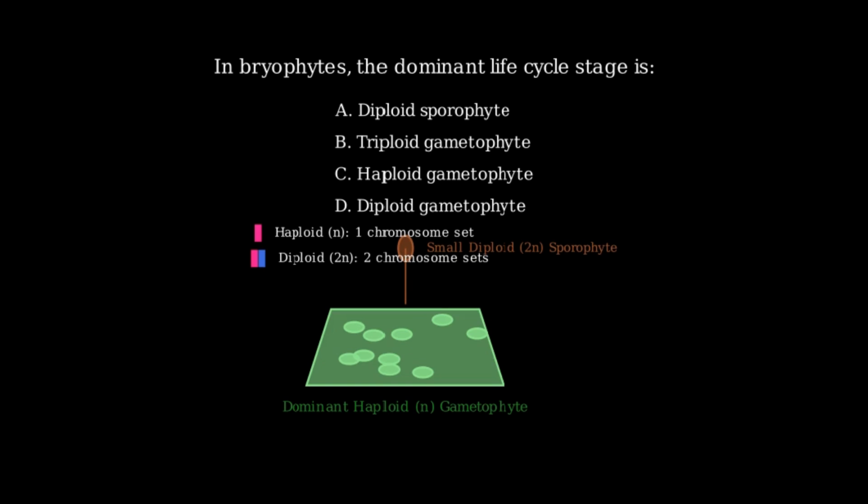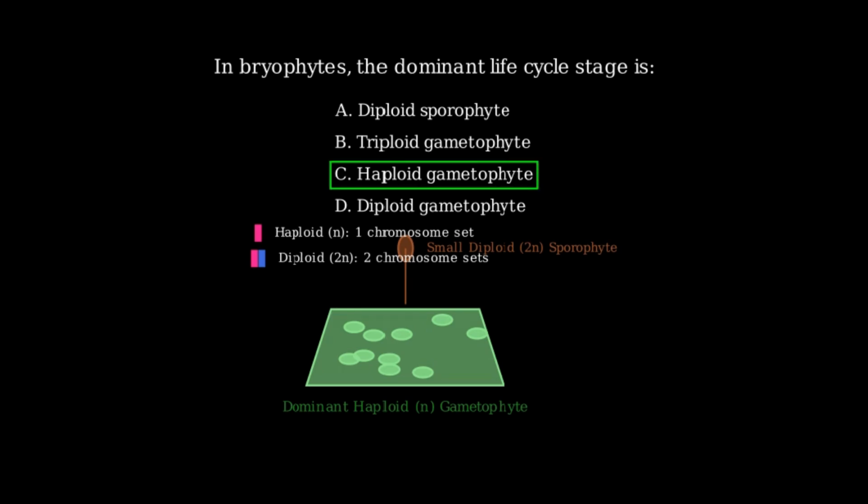This is correct. In bryophytes, the green photosynthetic plant we see is the gametophyte generation, which is haploid, N, meaning it has a single set of chromosomes. Option D suggests a diploid gametophyte. This is incorrect. Gametophytes are always haploid, and not diploid, 2N. So the correct answer is C, haploid gametophyte.